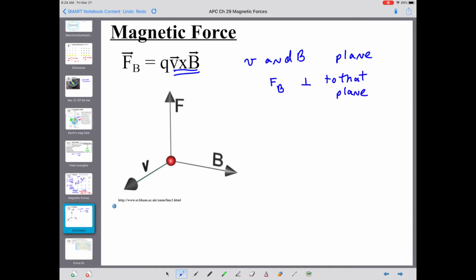So once you know the directions of V and B, picture what is perpendicular, and you've got two choices. V and B define the horizontal plane. Force is either going to be vertically upward out of the plane or vertically downward out of the plane. All three vectors are mutually perpendicular once you apply that cross product.